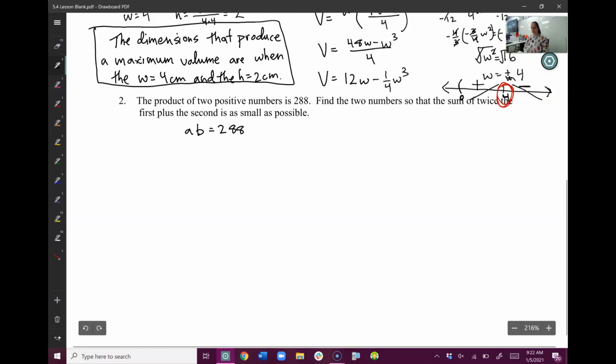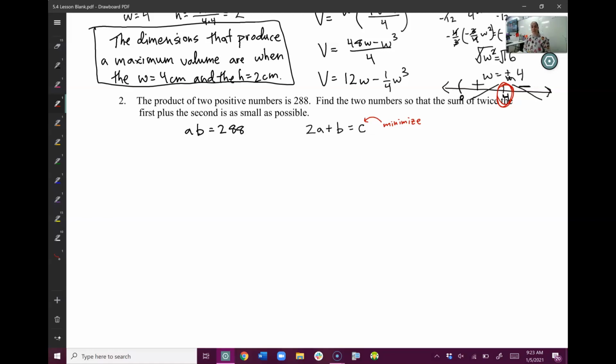Second, we want the sum of twice the first plus the second to be as small as possible. So let's just pick a letter. Let's say that's C. You can pick whatever letter you want. And we want to minimize C. I want it to be as small as possible. So that means this is what I'm going to take the derivative of. You always take the derivative of what you're minimizing or maximizing. So I'm going to take the derivative of this equation.